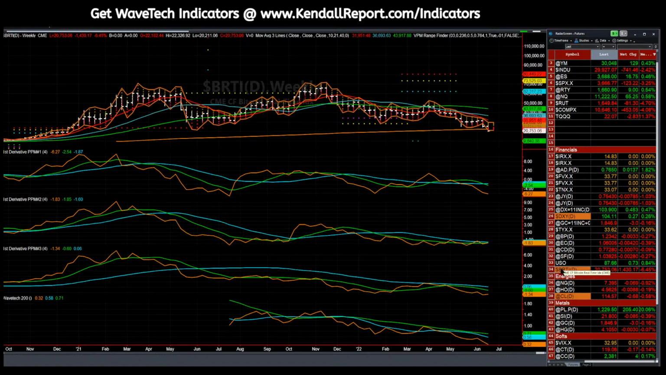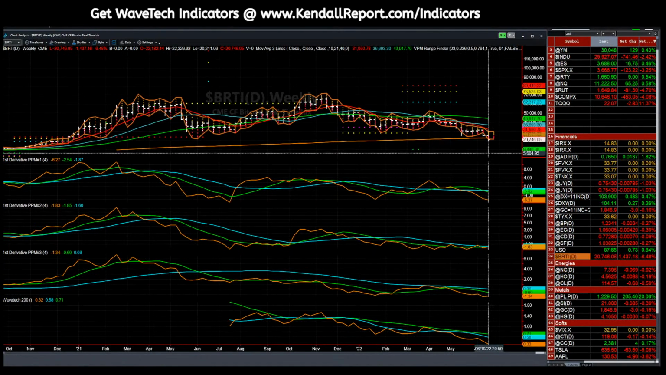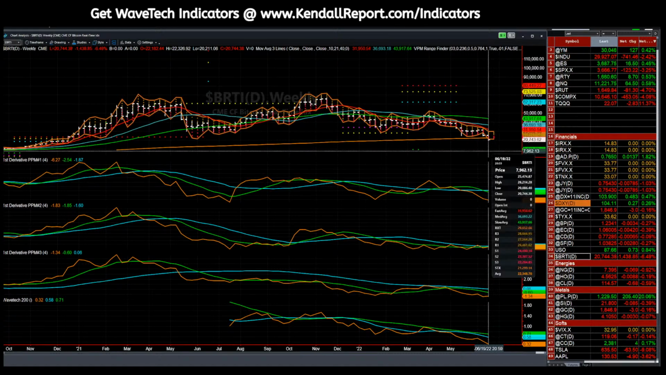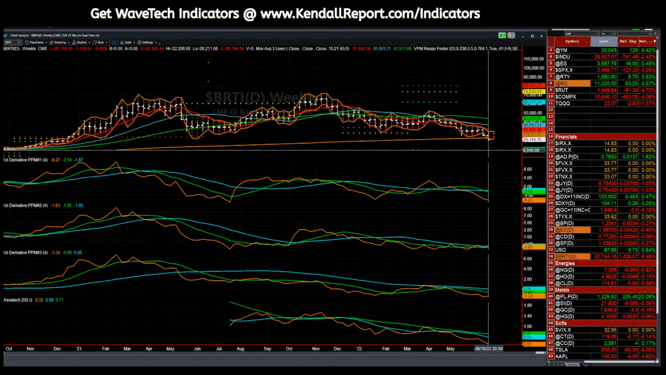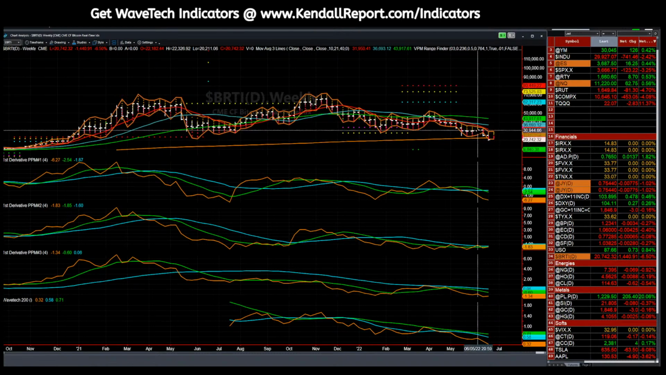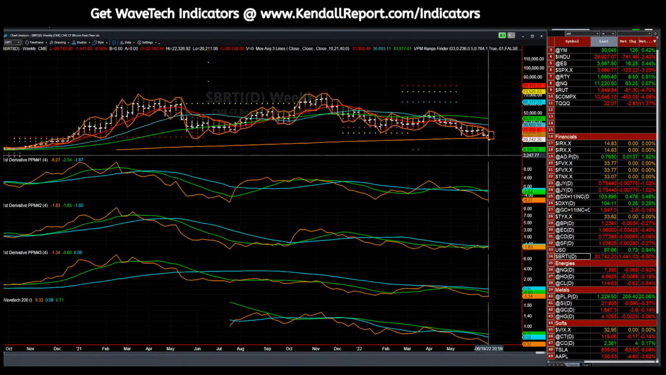Okay, final market to cover is Bitcoin. We are trading below the 200-day. This particular chart closes out on Sunday night. So those of you that have the indicators, you'll be able to do that and have that new projections and everything that's going to come out.